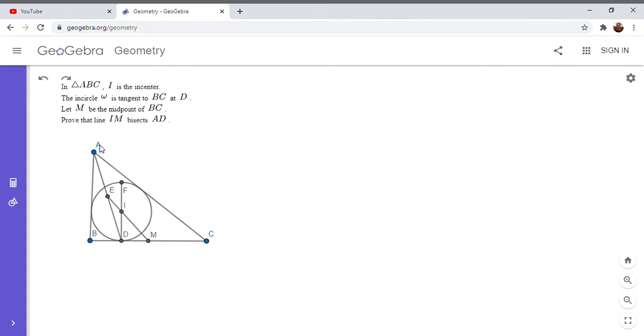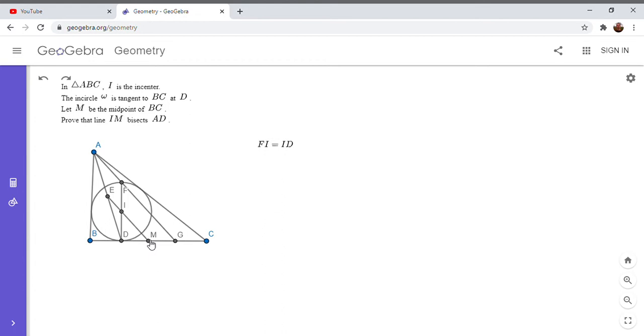So what I'm going to do is extend AF to meet side BC at a point. FI is equal to ID, obviously, because they're both radii of the incircle. And now I'm going to extend AF to meet side BC at point G. The lemma I was talking about says that G and D are actually reflections across point M.